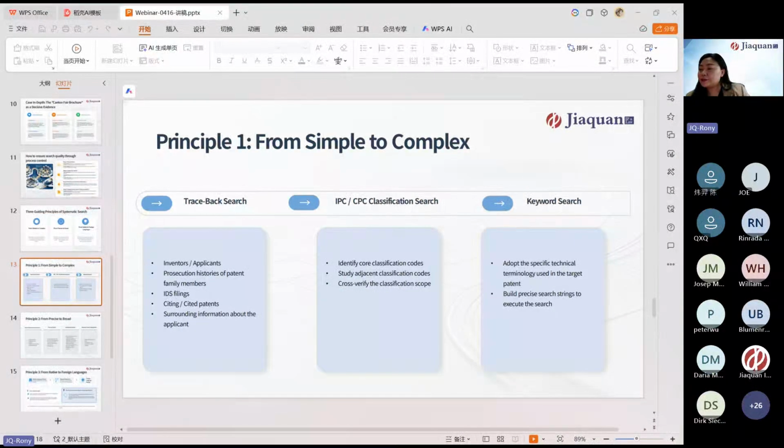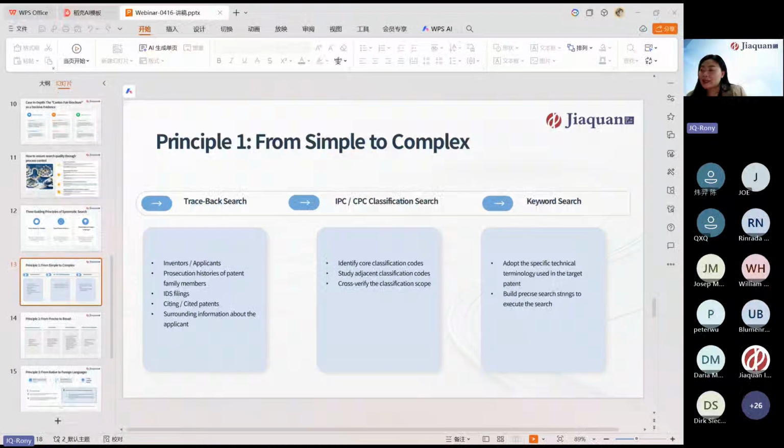Well, let's dive deeper into the first principle, from easy to difficult, starting with tracking search. And tracking search begins with the involved patent, extracting key information like inventors, applicants, and the family patent examination histories. You can also track references in the patent's background section or cited references in its specification, and this often leads to highly relevant prior art.